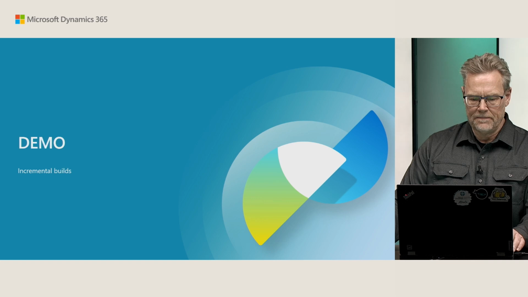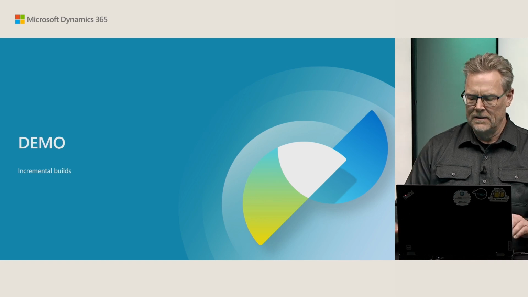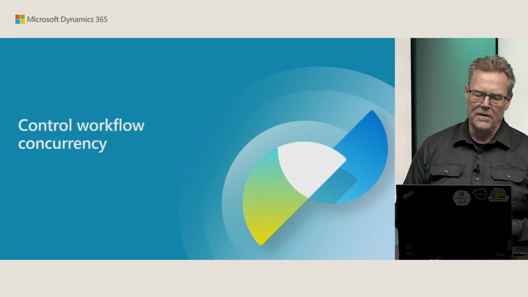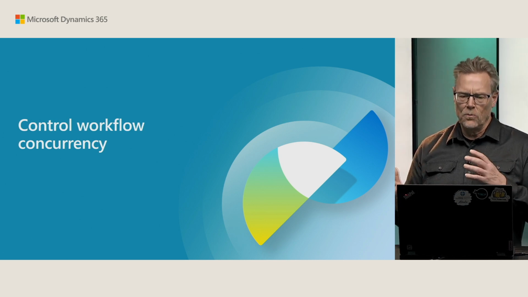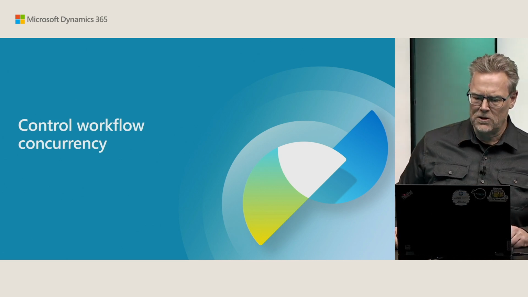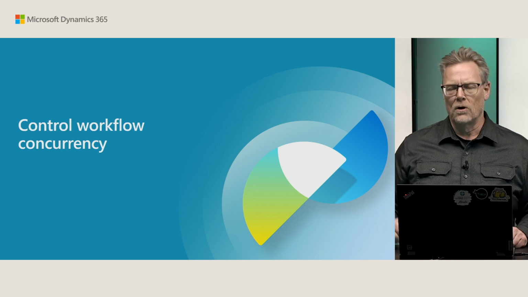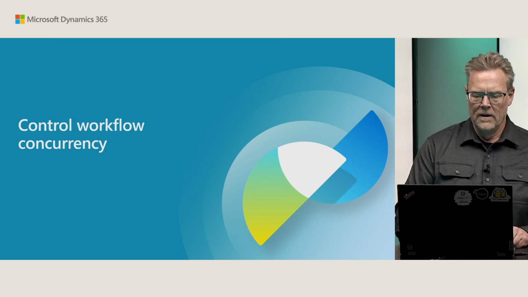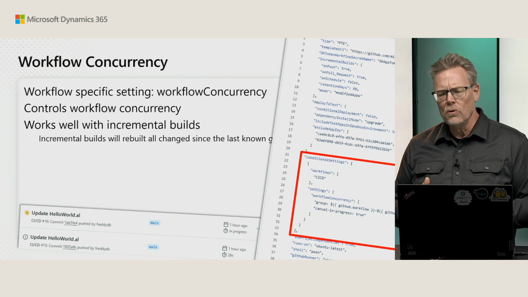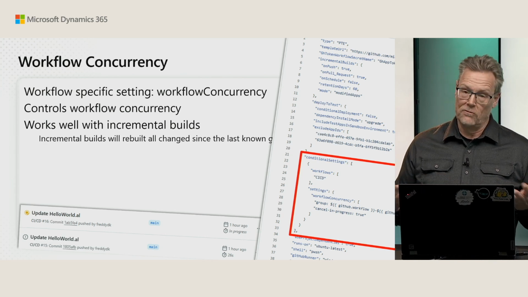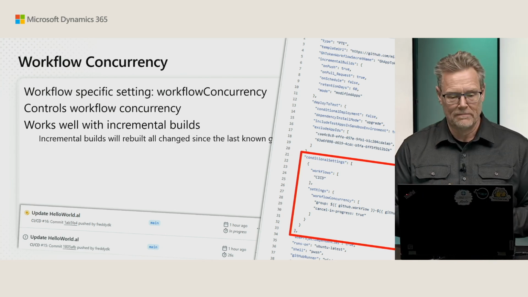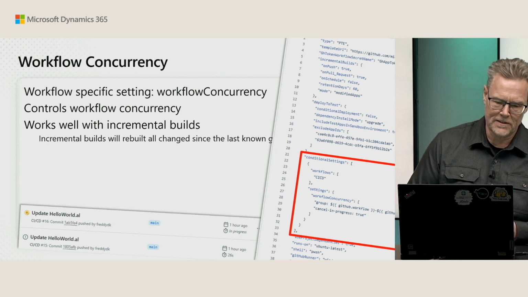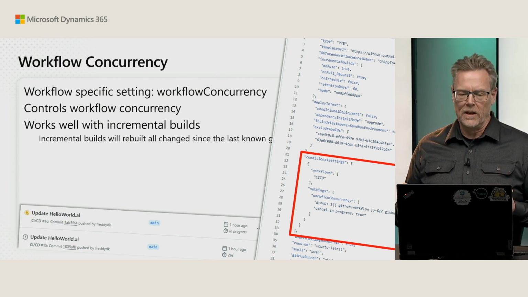Back to the presentation. Let's have a look at the next thing, which also works together with incremental builds quite a bit: workflow concurrency. What you can do with workflow concurrency is to control workflow concurrency. It kind of says itself. It works very well with incremental builds.